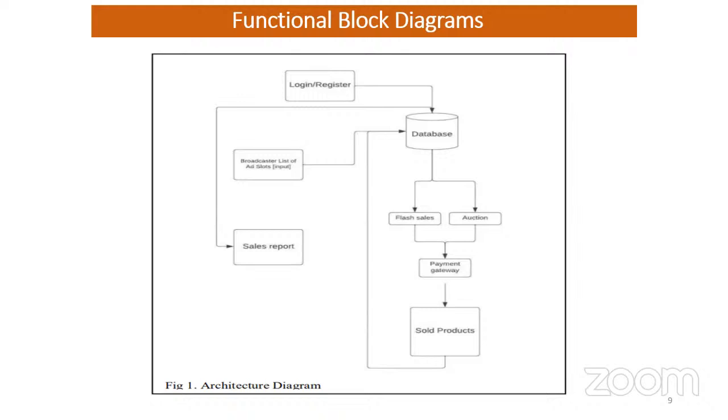So that's where the user can access his things. And then all the 3 users will be kept in the database: the advertiser, the broadcaster, and the admin. So once they get in, let's take the scenario for the advertiser. Once he gets in, he will go to the home page. From there, he will be able to access these two things, flash sale and the auction.